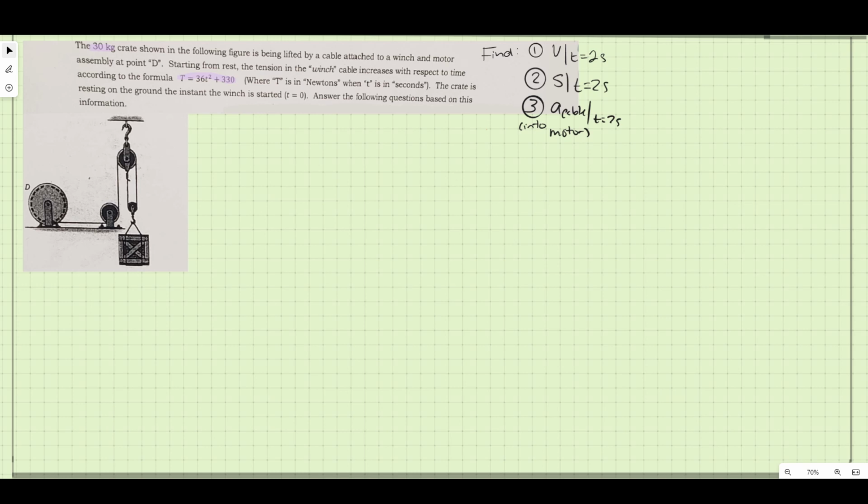So for this problem, we're going to write down a little bit of information that we have, such as the mass of the crate equals 30 kilograms, velocity initial equals 0, position initial or distance initial is 0, and those are when t equals 0, and large T or tension is 36t squared plus 330.